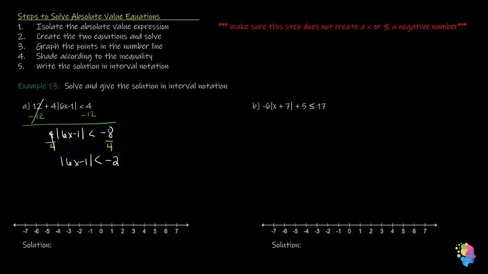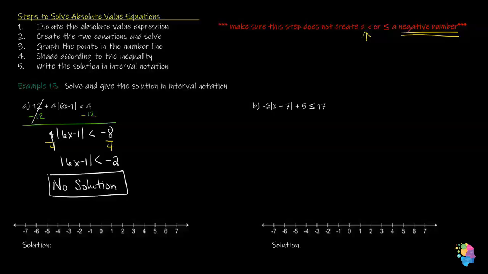At this step, we have to be very careful. Why is that? Because we finally arrive at an example that has a less than a negative number. Remember, the absolute value measures distance, so it can either be 0 or positive. That means it can never be less than or equal to a negative number. So in this case, this inequality has no solution.